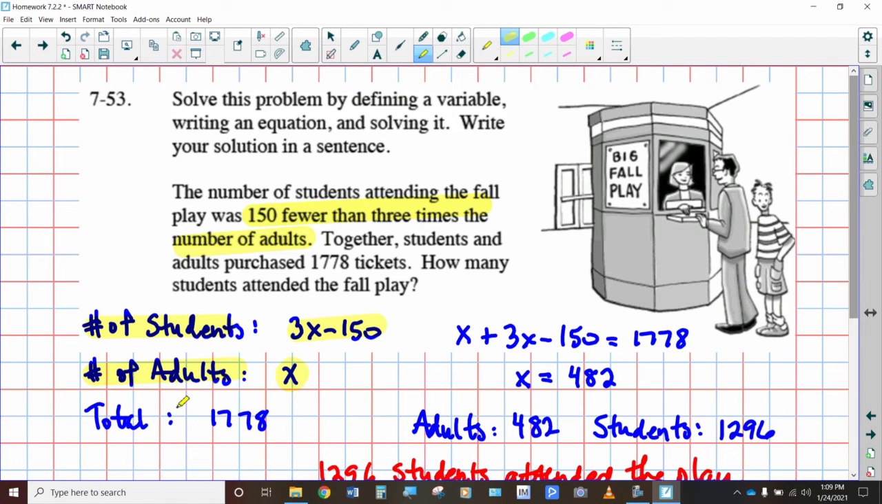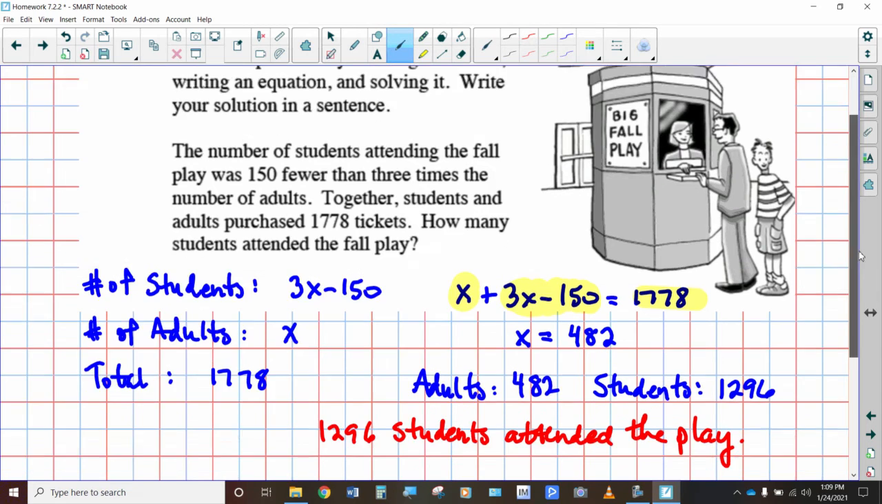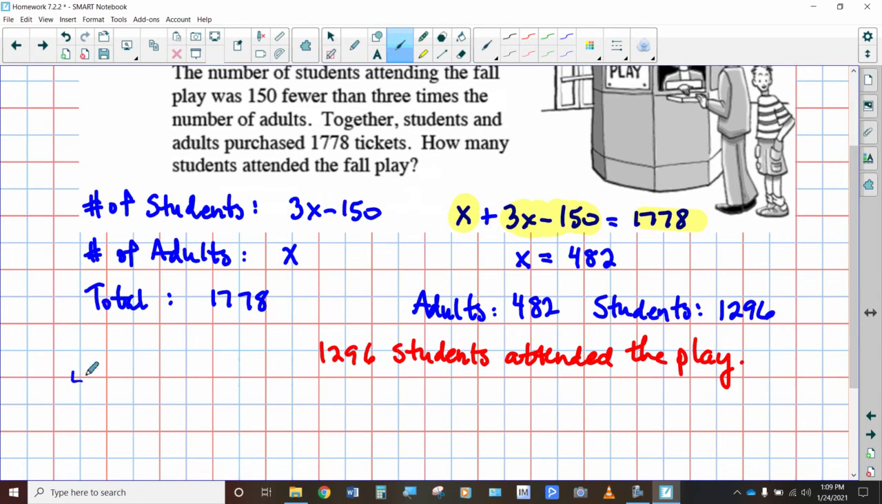Now, the last piece of information we need is the fact that there are a total of 1,778 tickets. So we know when you add the number of adults to the number of students, or I'm sorry, yeah, the number of adults to the number of students, you will get the total of 1,778. So you combine like terms. I'll go ahead and show this work here. Combine like terms to get 4x minus 150 equals 1778.